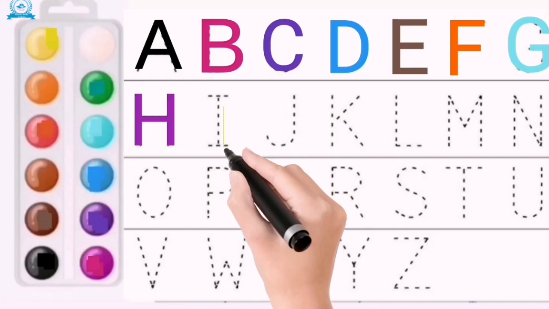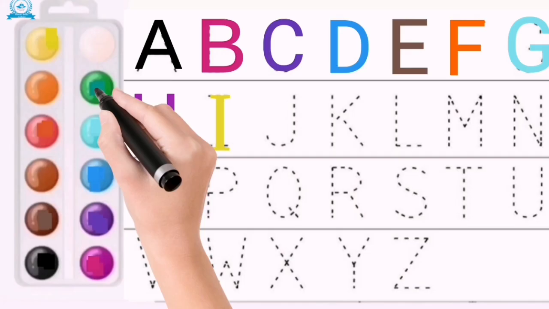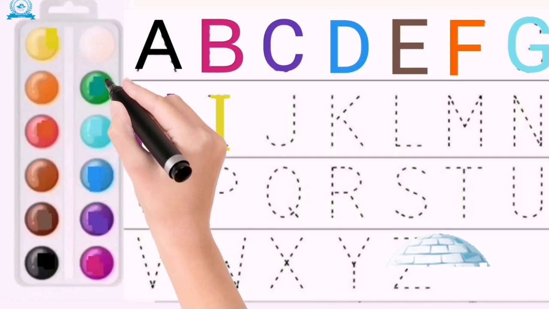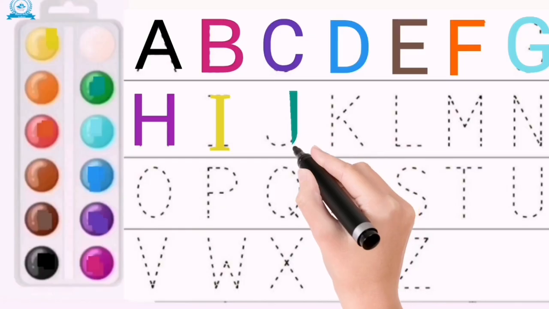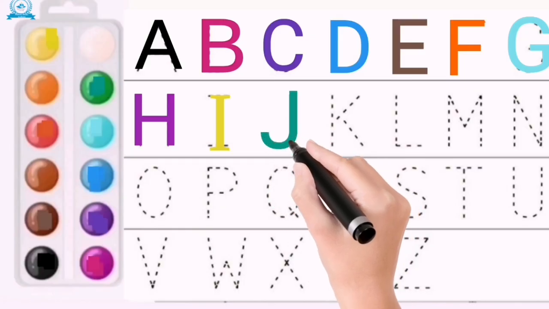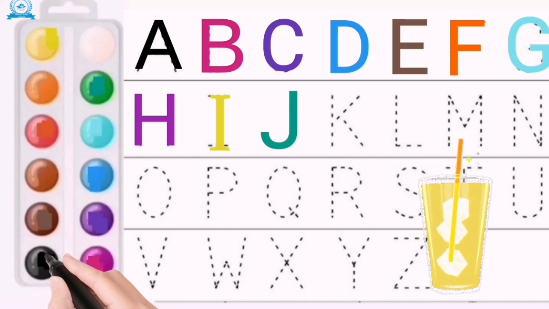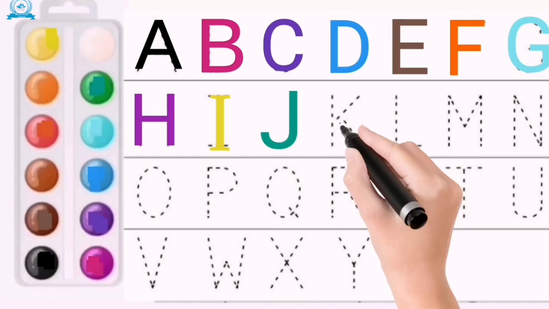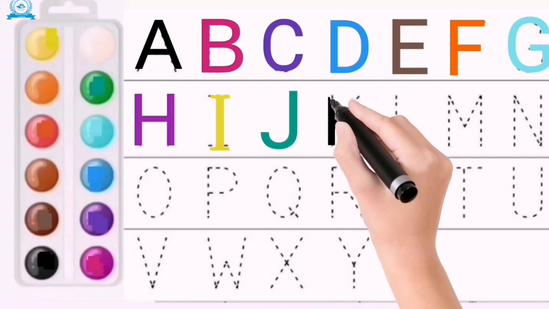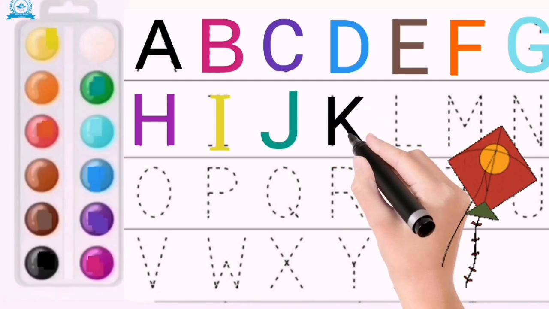I is for igloo. J is for juice. K is for kite.